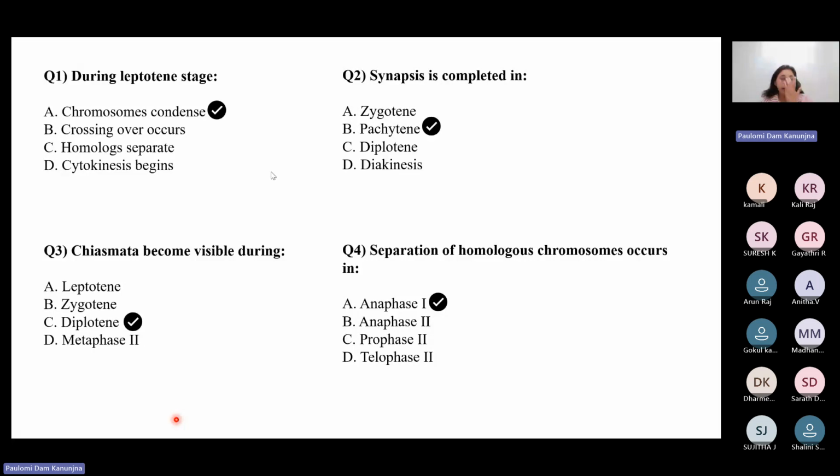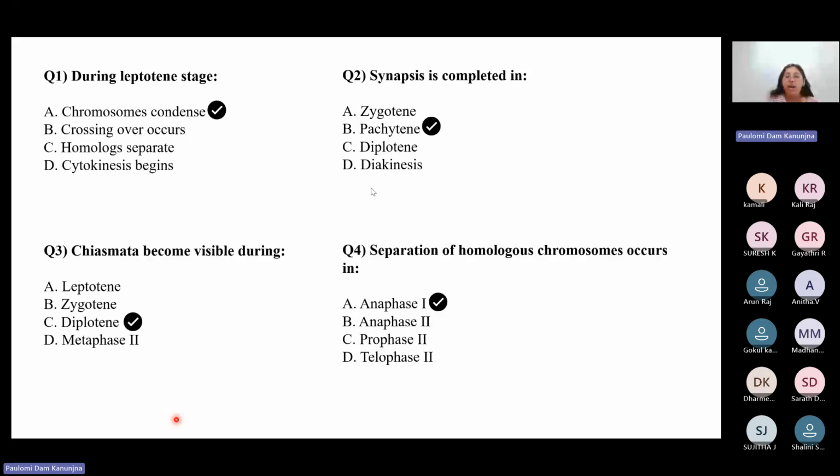Leptotene is basically the first stage in your meiosis, prophase I, right? So your leptotene has chromosome condensation. Synapsis is basically completed in pachytene. Okay, in pachytene you have the synaptonemal complex formation completed. Before that you have zygotene, where it starts to form. Okay, chiasmata becomes visible in diplotene when your crossover has taken place and the chromosomes have started to move apart, right? So when they have begun separating, and separation of homologous chromosomes takes place in anaphase 1.